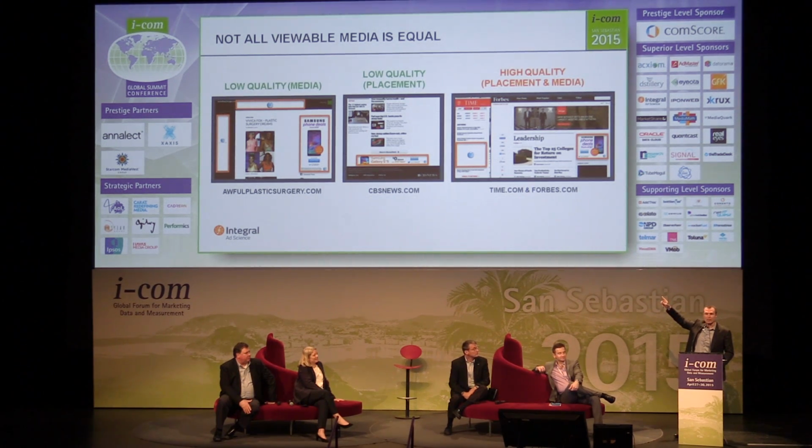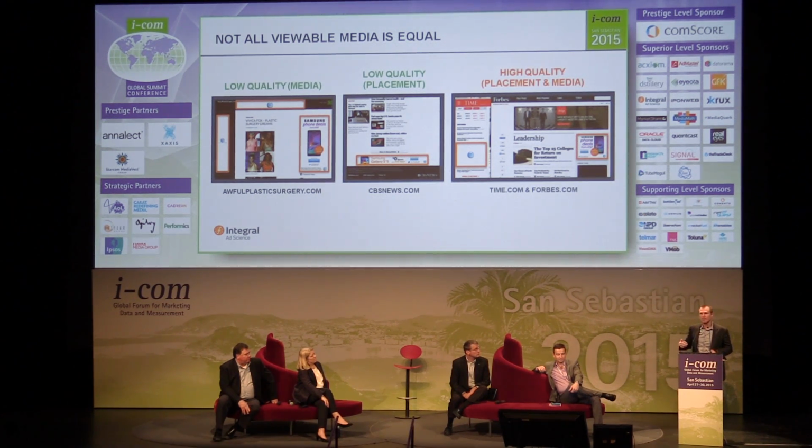Here's the second example, CBS News. We'd all agree that's a high-quality site. The front page is about 5 feet long, though, and there are lots of ads as you go down the page. This one happens to be right at the bottom, and AT&T's there. They also had a couple of placements above. And then finally, front and center with Time and Forbes. My point is, when we look at this, we know intuitively that this media is worth a lot more. But when we're measuring, chances are we're going to give most of the credit to awfulplasticsurgery.com because it had the most ads.